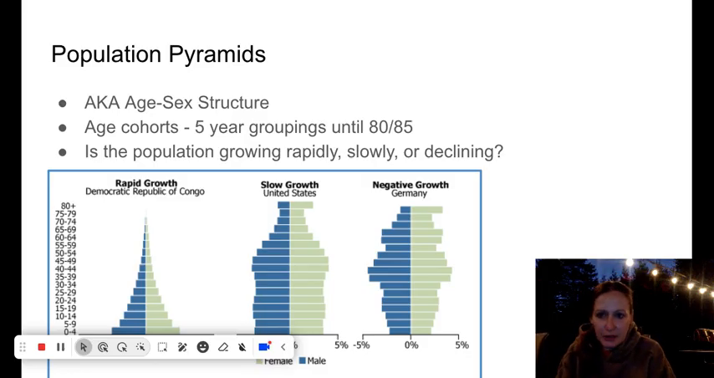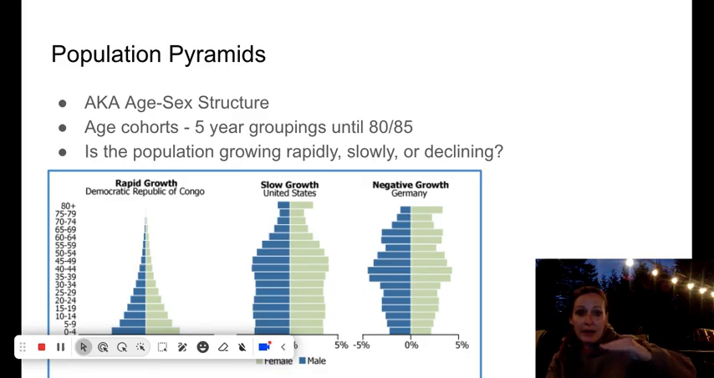So population pyramids, also known as age-sex structures. You've been doing this in class. You notice that every cohort is about 5 years. That might change until it's older.